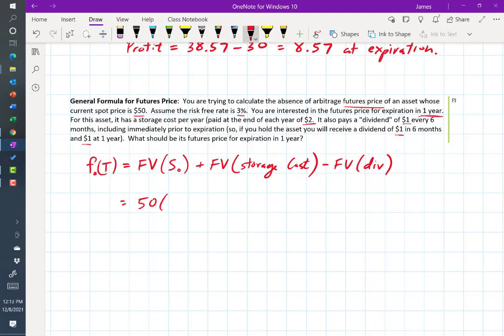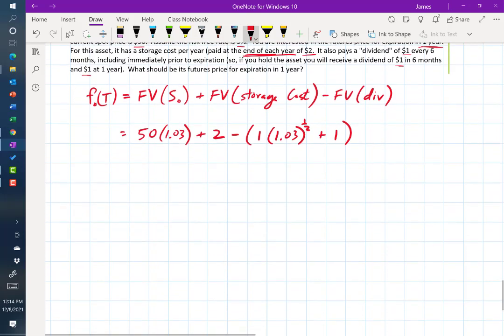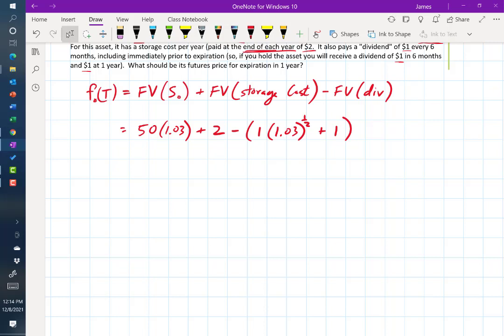So the current price is 50. I'm going to need to compound that out over a full year, so I just multiply it by 1.03. The storage cost occurs at the end of each year, so it's already at the end of the year. That's just going to be a $2, minus the future value of any dividends. Well, there are two dividends, one at 6 months. So there's $1 at 6 months, and I need to compound that out to the end of the year, so that's compounded out a half a year, plus the dividend at expiration. I'm going to do this calculation, and what do I get? And I'll show you a picture of this before we wrap up. And I get $51.48, rounded up to 49 cents.